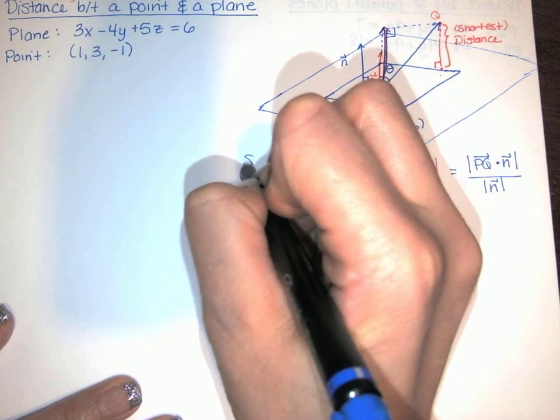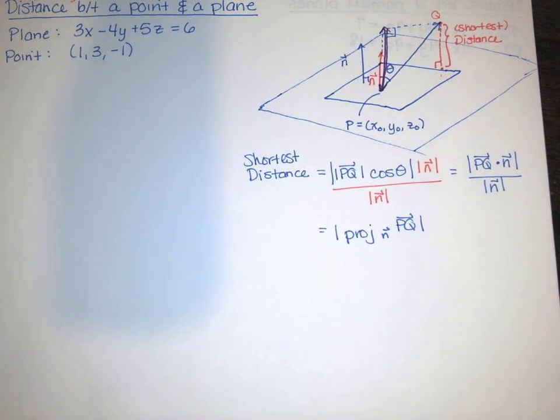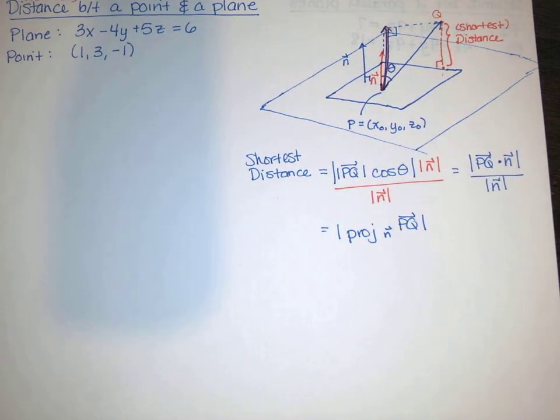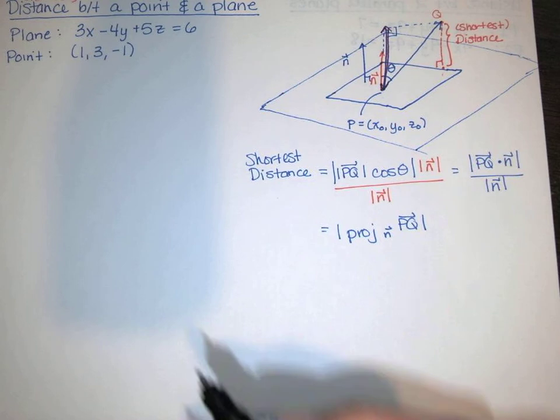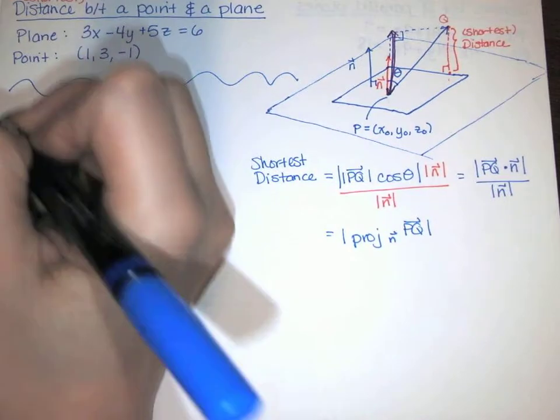So this is the shortest distance between Q, a point not on the plane, and a plane that passes through the point P and has a normal vector n. So that's our derivation. Let me write it out in words for you.